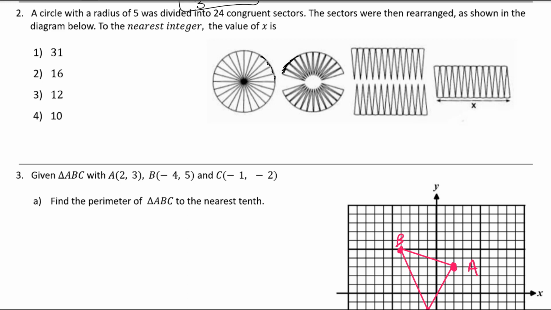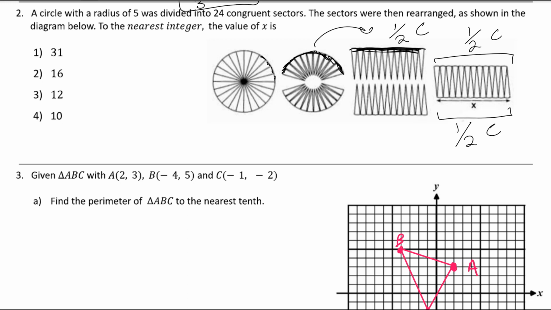And notice that this distance along the edge here, which then becomes that flat distance, is part of the circumference of the circle, the distance around the edge. Moreover, it's half of the circumference, because this distance up here is half the circumference, and this distance down here is also half of the circumference. So if I could just figure out what the circumference is, I could take half of that, and that would be the value of x.